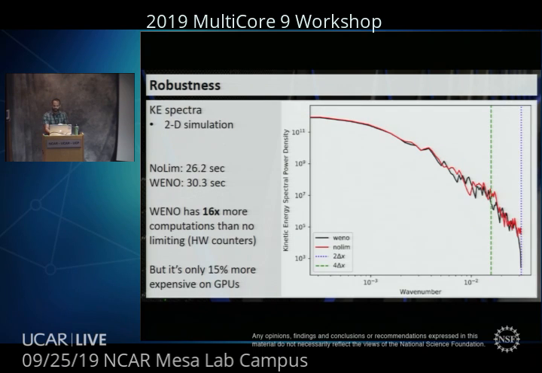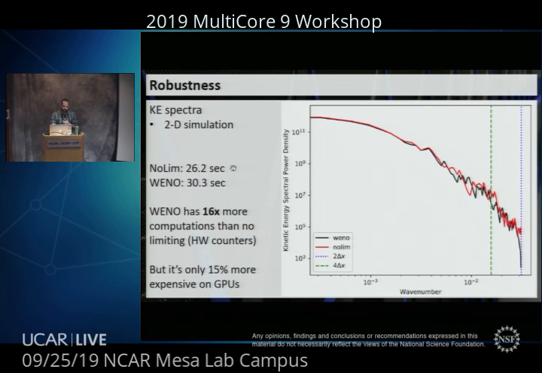And if we look at the kinetic energy spectra, power density, the red line is no limiting and the black line is WENO. You can see that these two are right on top of each other right until the very 2 delta x mode, which is the finest resolved on this grid. And so really we aren't affecting the solution on the coarser grid very much at all. We're really only affecting the 2 delta x, and we're leaving everything else alone. And this is demonstrating that WENO is an extremely accurate way to limit.